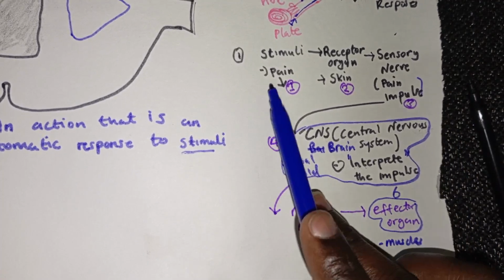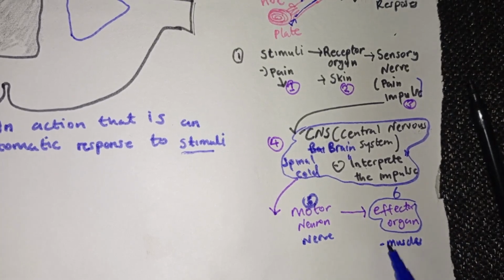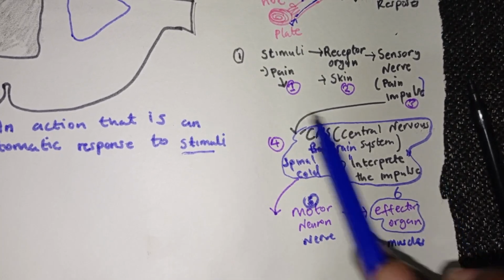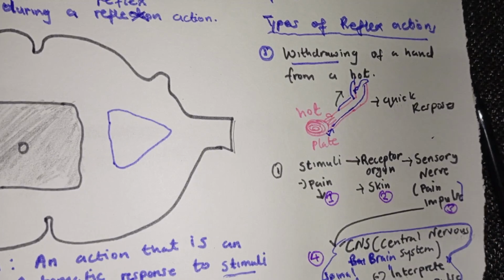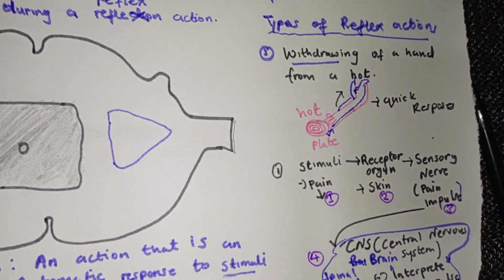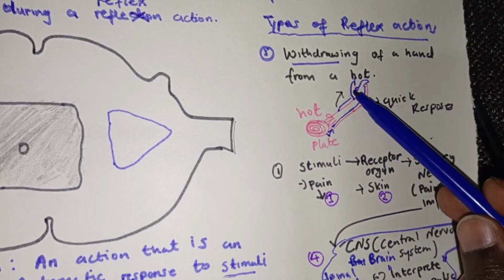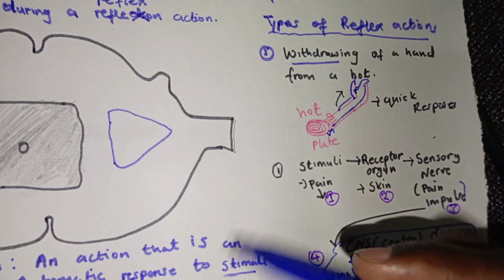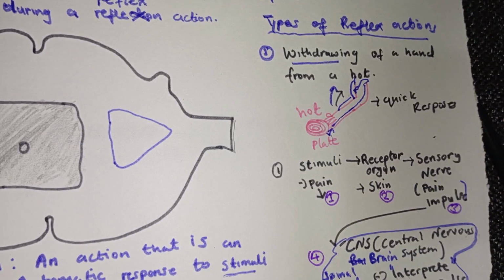So now this path: stimulus, receptor, sensory neuron, central nervous system, motor neuron, effector organ. This is what we call the reflex arc. It has to undergo all these steps, and that's how a person withdraws their hand. The brain will interpret that there's pain here, an impulse is sent to the brain, and then it comes back, and the information reaches the muscles and they flex your arm, running away from pain. So it's actually a good thing because you avoid getting hurt.